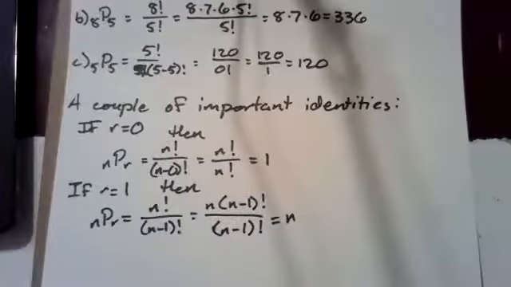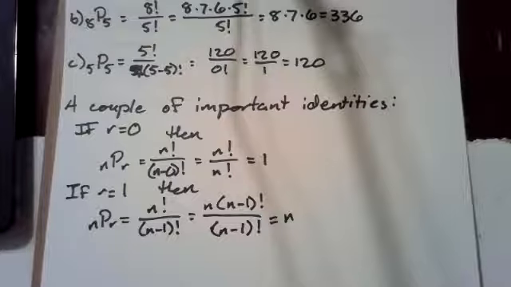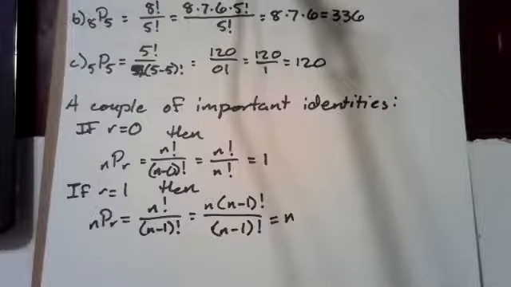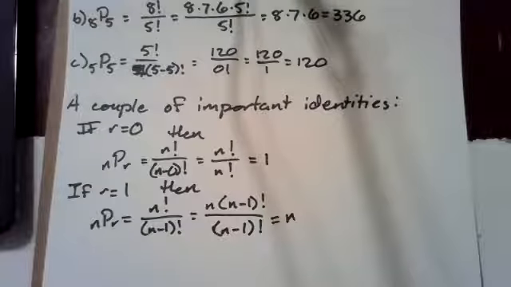A couple of important identities. If r equals 0, then nPr equals n factorial over n minus 0 factorial, which is n factorial over n factorial, which is 1. If r equals 1, then nPr equals n factorial over n minus 1 factorial. That's n times n minus 1 factorial over n minus 1 factorial, which is just n.